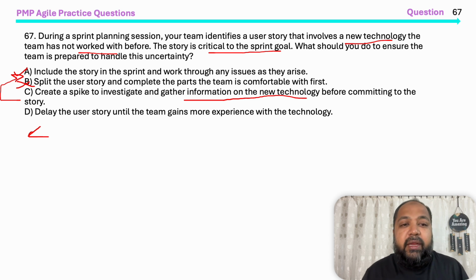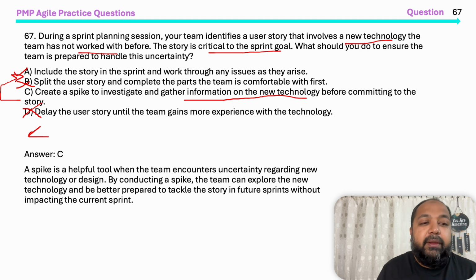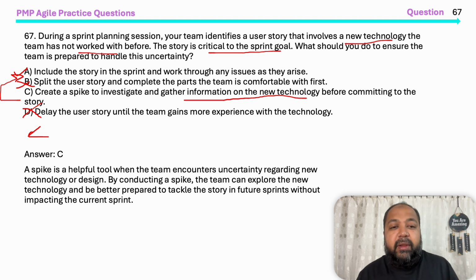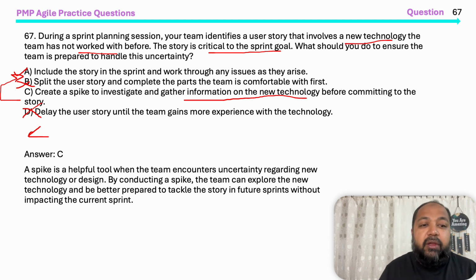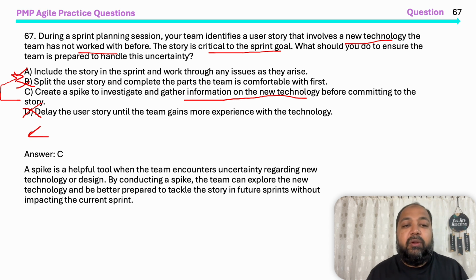Delay the user story until the team gains more experience with the technology. No, don't delay. That's not the mindset of a project manager. So option C is better. Let's see. Yep. A spike is a helpful tool when the team encounters uncertainty regarding new technology or design. By conducting a spike, the team can explore the new technology and be better prepared to tackle the story in future sprints without impacting the current sprint goal.